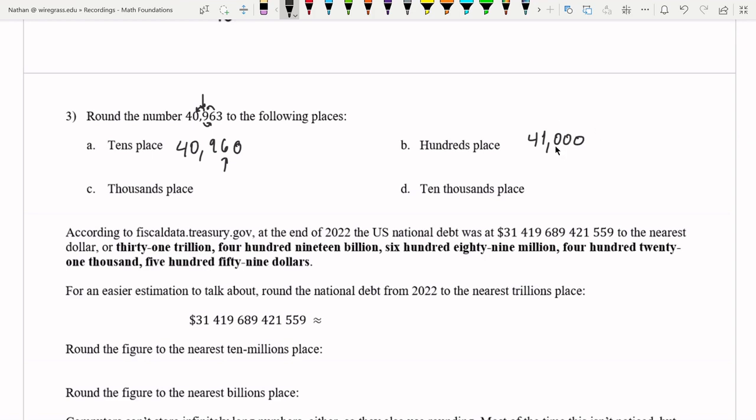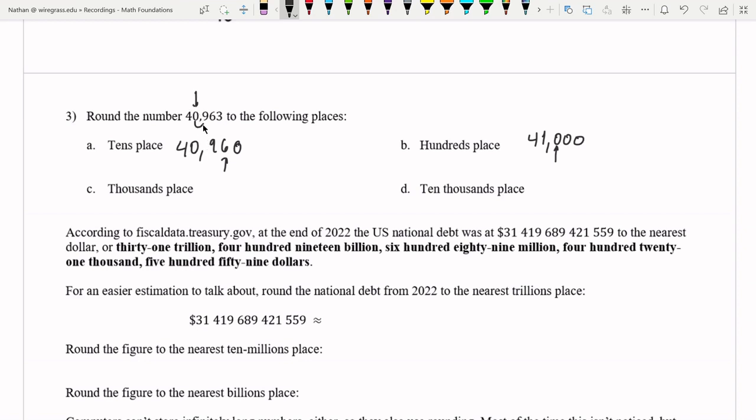This is rounded to the hundreds place, which is this digit right there. Because that was a 9, that's the reason why it got rounded up. Because you add 1 to it, it moves to the next place as well. So it's actually rounded to this place. However, it's just 41,000. Now, rounding it to the thousands place, that's going to be this place here.